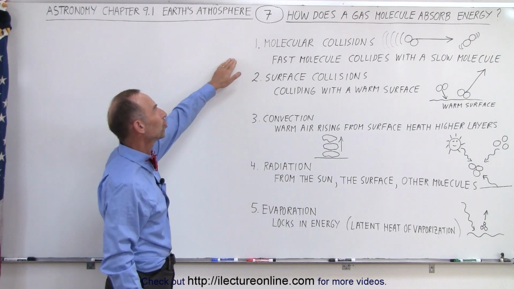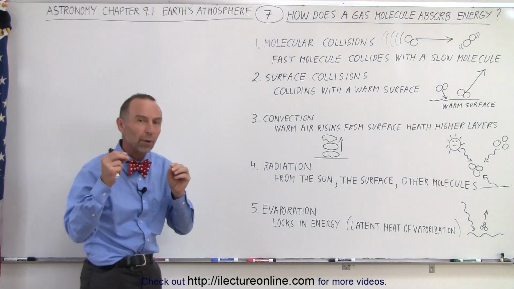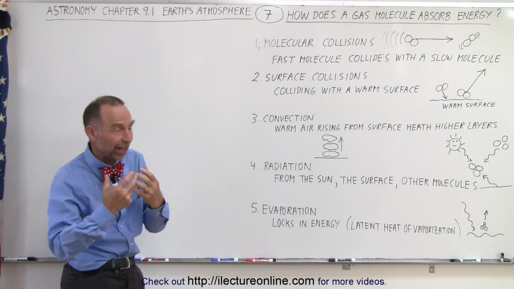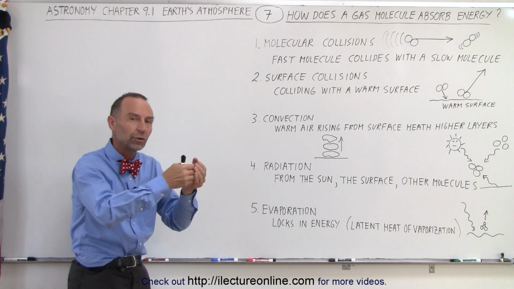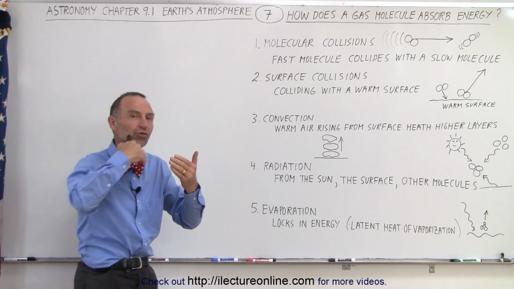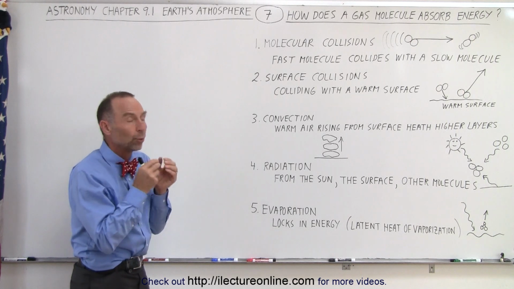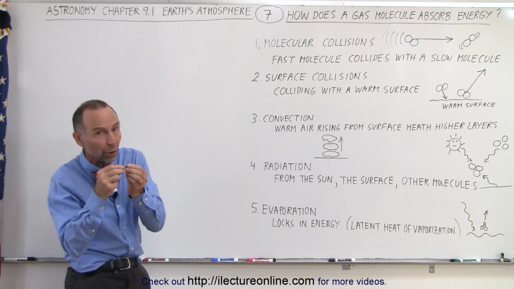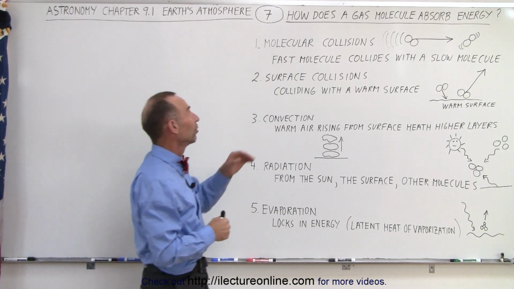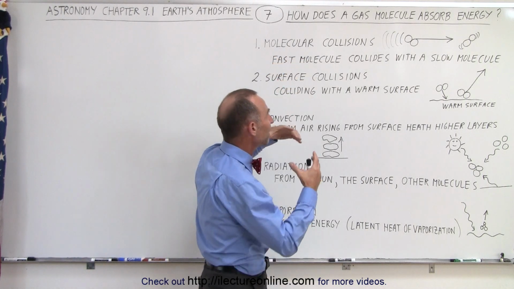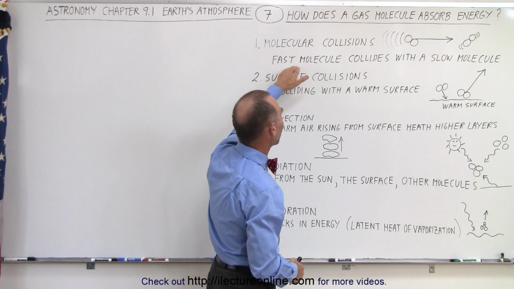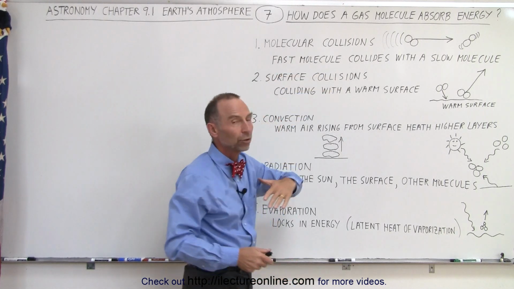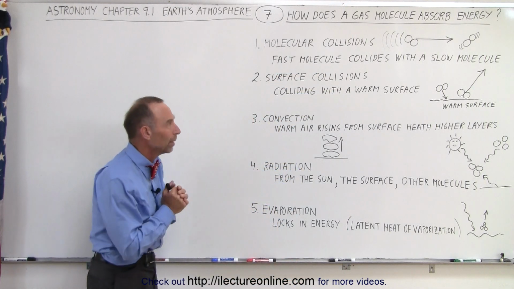The first one is through molecular collisions. When one molecule that may be moving faster and has more kinetic energy than another molecule bumps into that other molecule, they will transfer that energy in such a way that the one that got hit, that was moving slower, will now move a little bit faster. So molecular collisions are a big factor in how energy transfers through the atmosphere. So a fast molecule colliding with a slow molecule is method number 1.